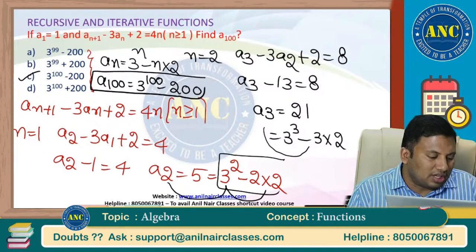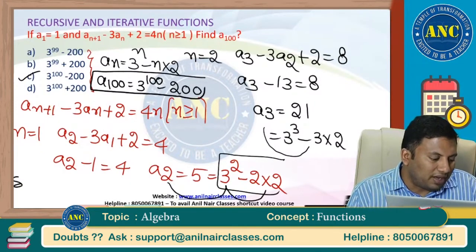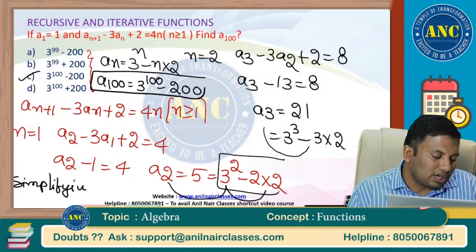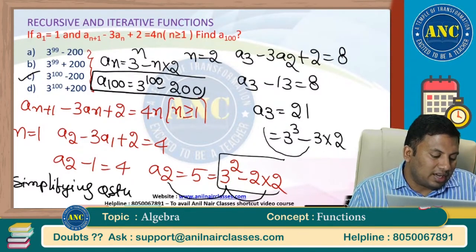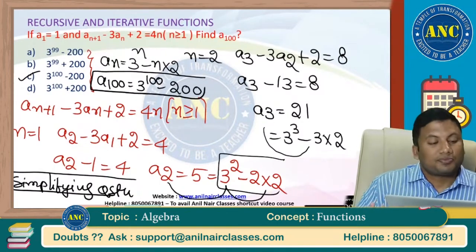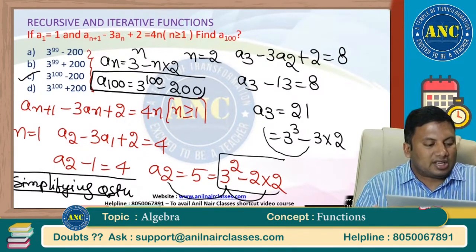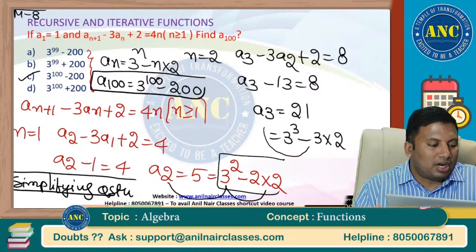These are nothing but simplifying to the smaller values, simplifying the question. If I simplify the question, I will get the pattern for this question. I hope this idea is clear. This is model number 8.